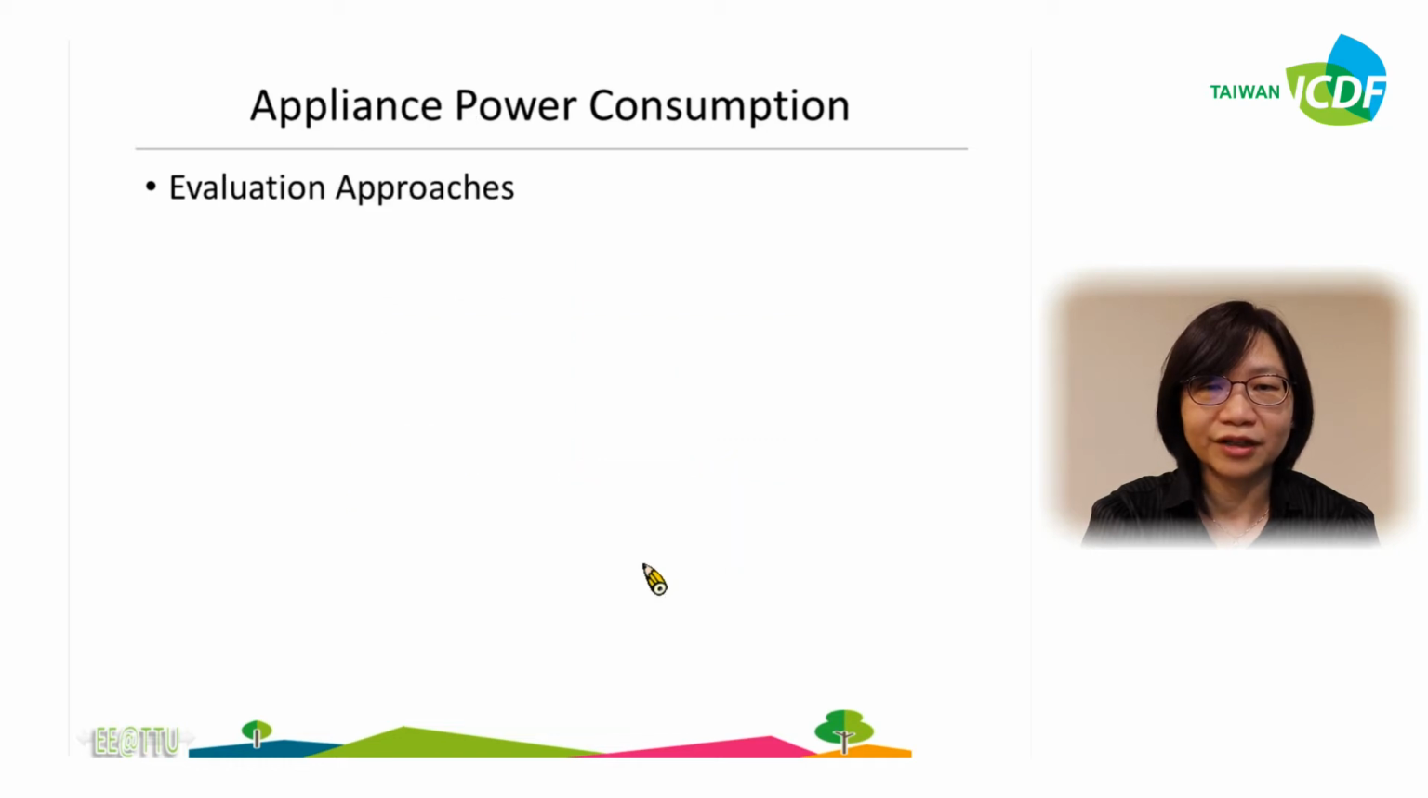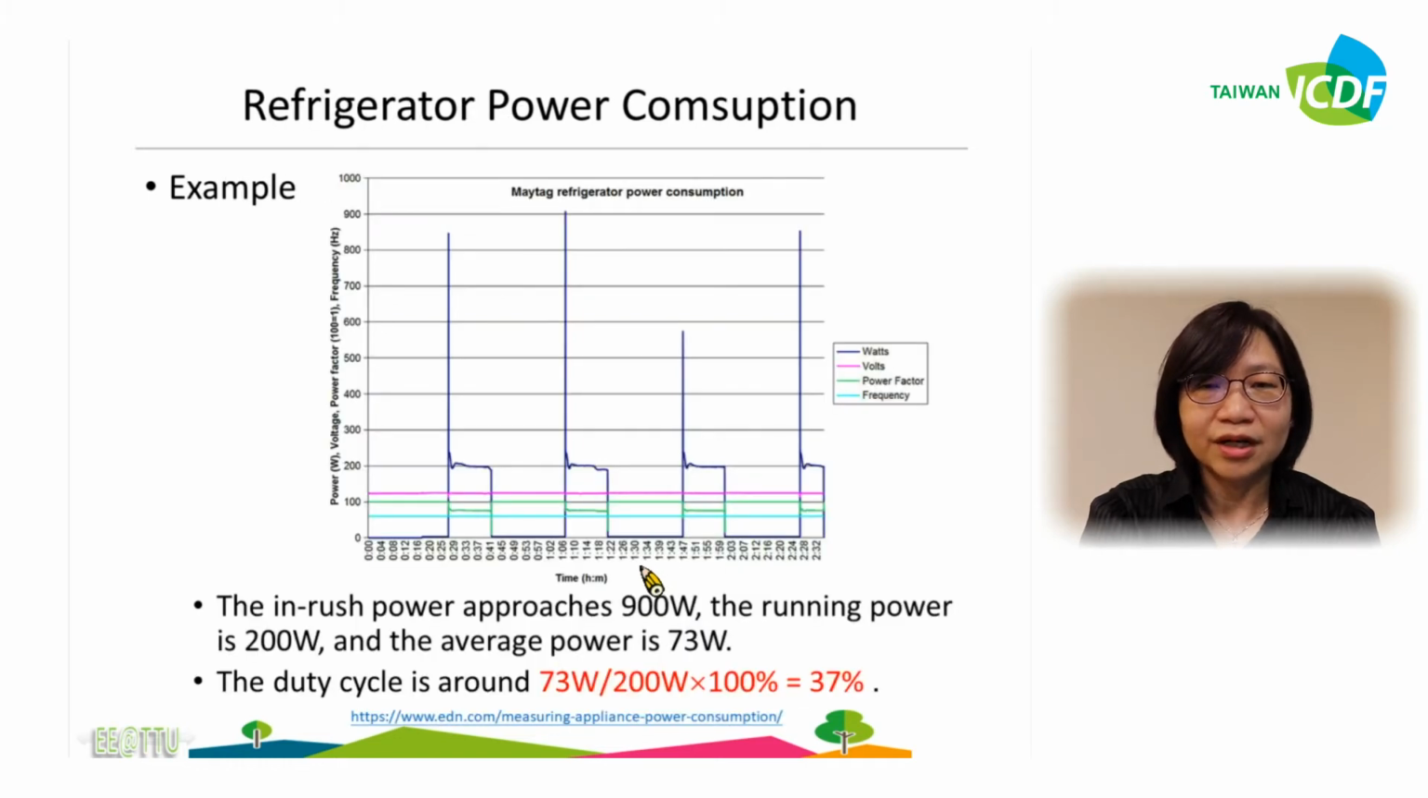If you divide the 73 watts by 200 watts, then you will get 37%. That means the duty cycle is around 37%. The previous guideline said that you can divide the time by 3, which means the duty cycle is around 33%.